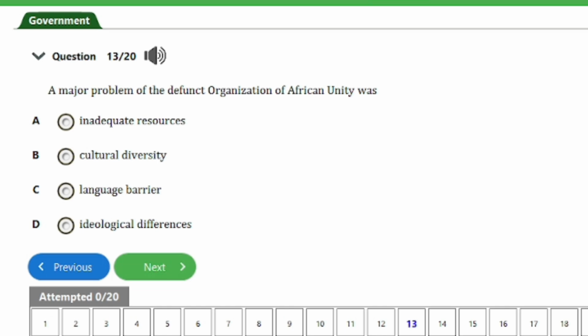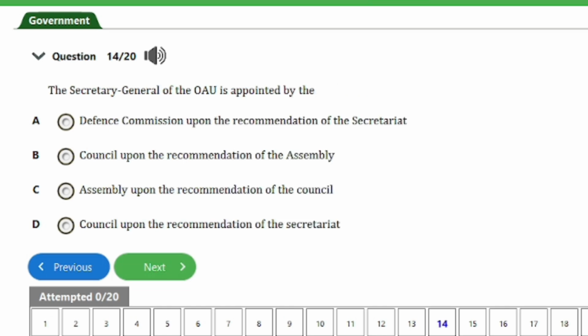Let's consider the next one, guys. So here is our next question, question number 14. It says, the Secretary General of the OAU is appointed by the A, Defense Commission upon the recommendation of the Secretariat, B, Council upon the recommendation of the Assembly, C, Assembly upon recommendation of the Council, D, Council upon the recommendation of the Secretariat. So guys, the answer to this question is option C. It is appointed by the Assembly upon the recommendation of the Council, and that's it for this question.